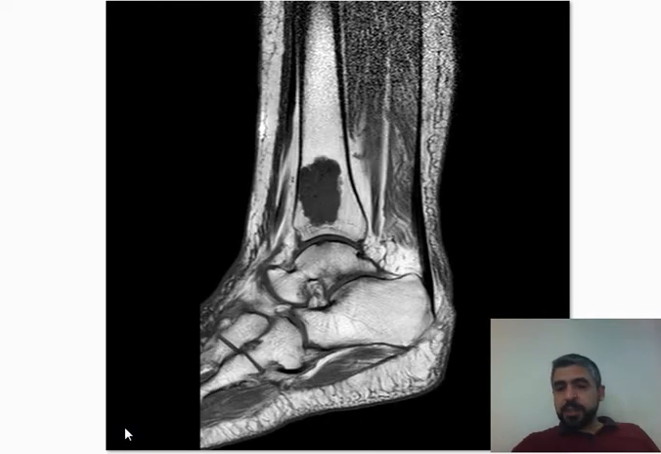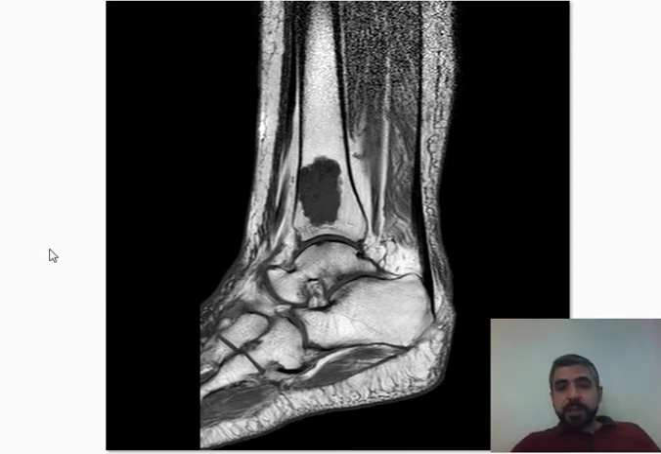For example, in this case of a T1 weighted sagittal image of the ankle, you can see a well-defined lesion with a slightly lobulated outline in the metaphysis of the tibia. By the way, enchondroma is usually seen at the metaphyseal region, and due to the growth of the bone, it is thought that it can migrate centrally into the diaphyseal region. So the most common location is either metaphyseal or diaphyseal. Very rarely you see it in the epiphyseal region, and if you see it there, think of chondrosarcoma rather than enchondroma.